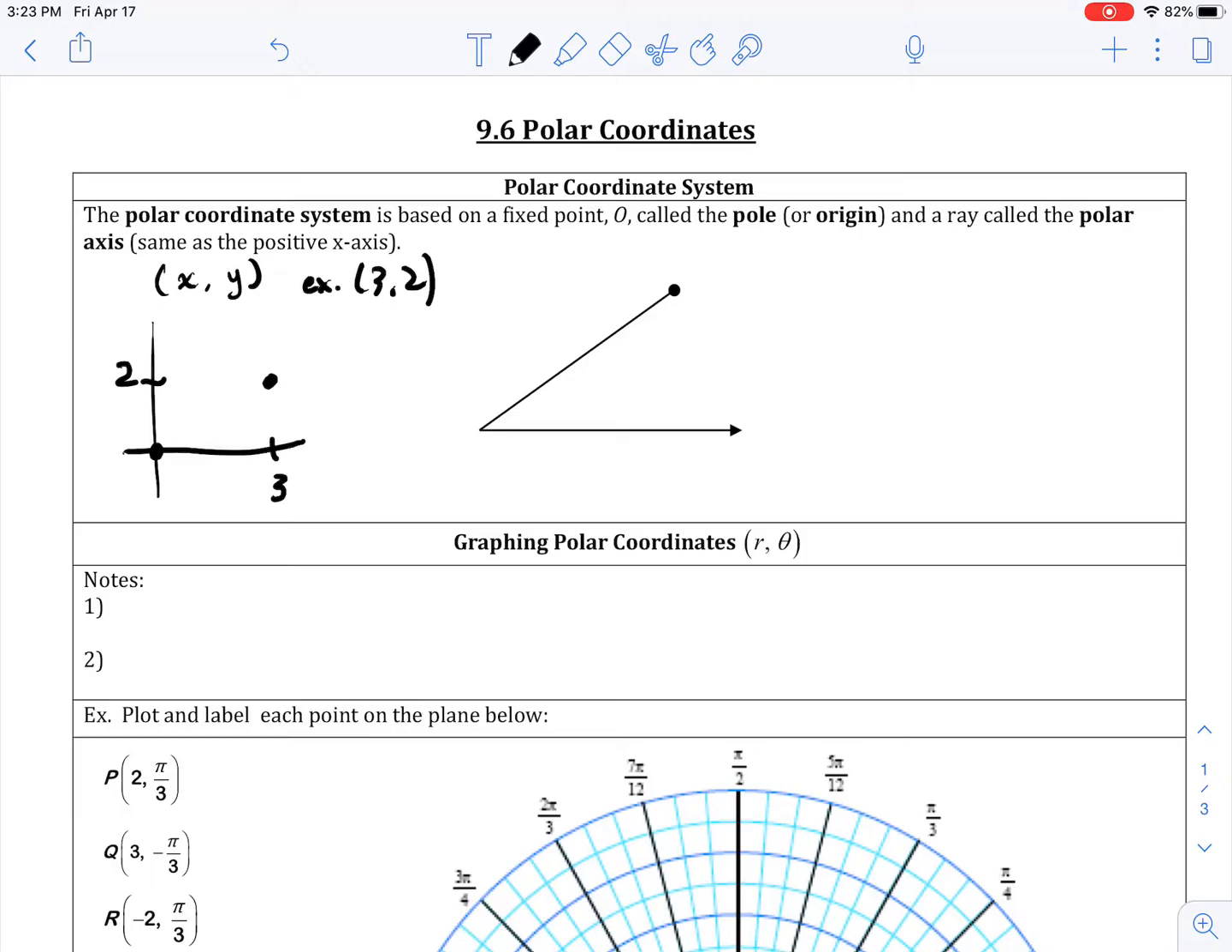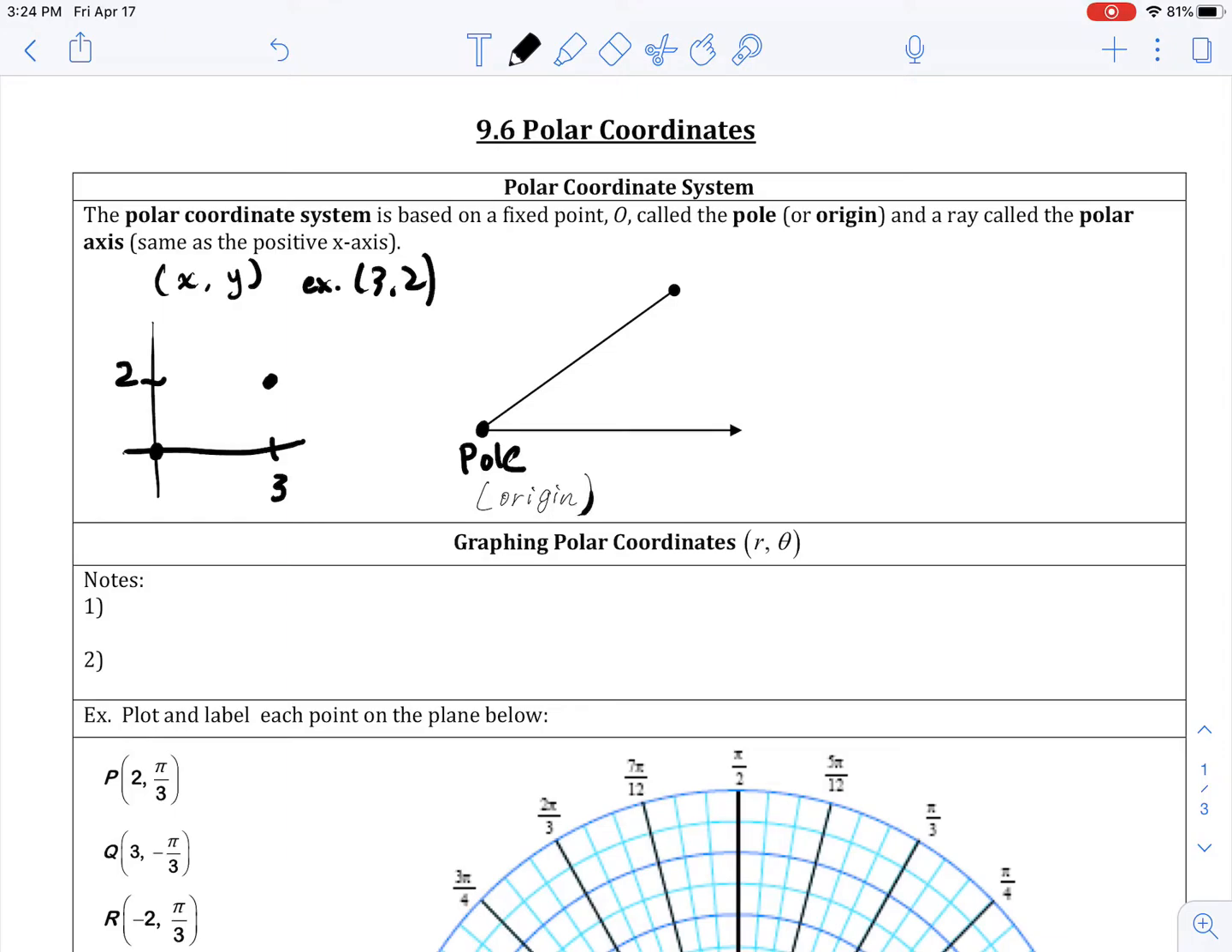The polar coordinate system actually describes a point a bit differently. It doesn't describe it in terms of its horizontal and vertical distance, but actually in terms of its directed distance from what we call the pole or the origin, and its angle from what we call the polar axis. So let's break that down. If we were to have the pole, which is the center of our polar coordinate system, or we can call this our origin, it's another way of describing it.